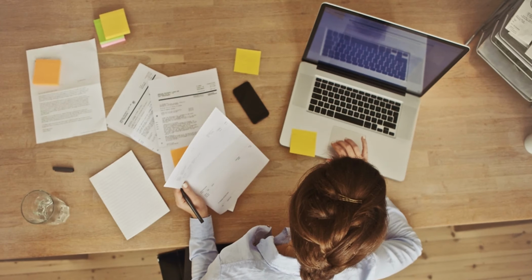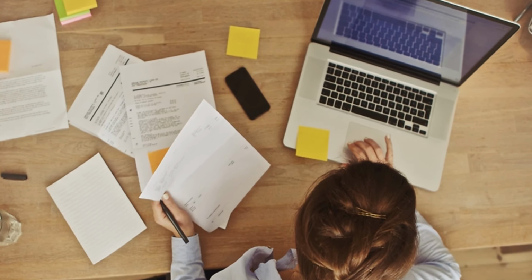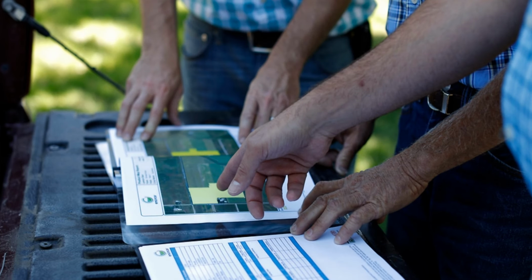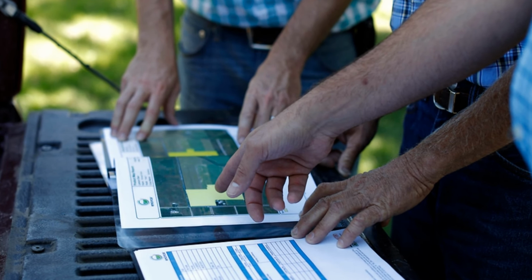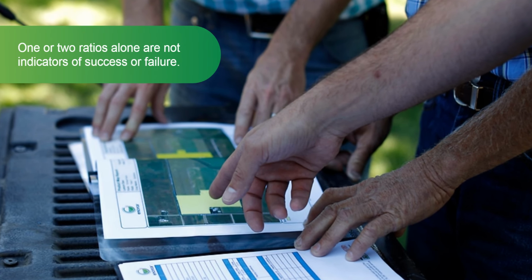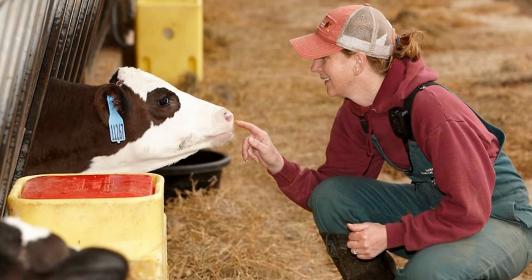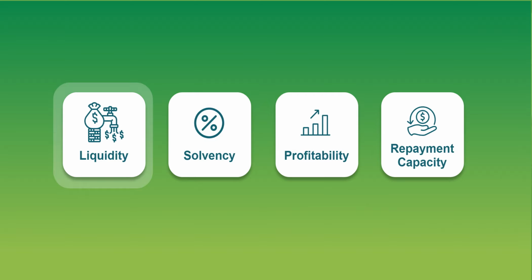In addition, there are many different ratios you can calculate to uncover a variety of insights about your farm. While ratios and calculations are important indications of your farm's financial status, 1 or 2 ratios alone are not indicators of success or failure. Every farm is unique, and no single set of data points will be ideal for every farm. In general, ratios fall into 4 categories: liquidity, solvency, profitability, and repayment capacity. Let's look at each of these in greater depth.